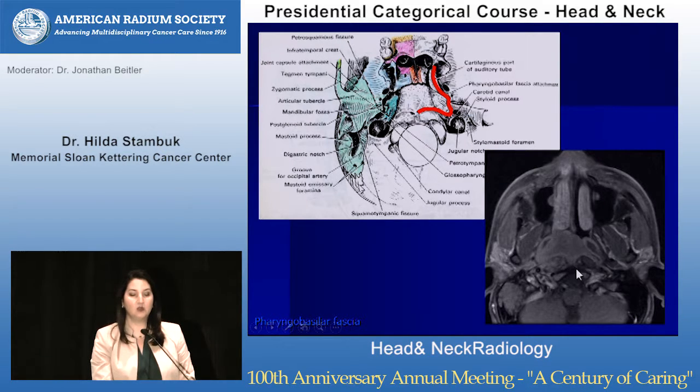So let's look at this case right here. These are the eustachian tube orifices here. This is the torus tubarius. Normal fossa of Rosenmuller, well, kind of normal. This is clearly an abnormal asymmetric soft tissue mass.